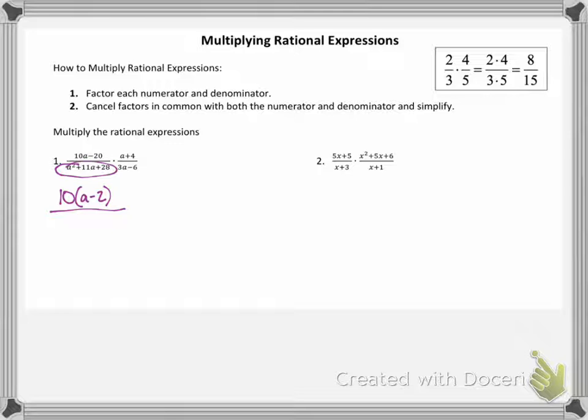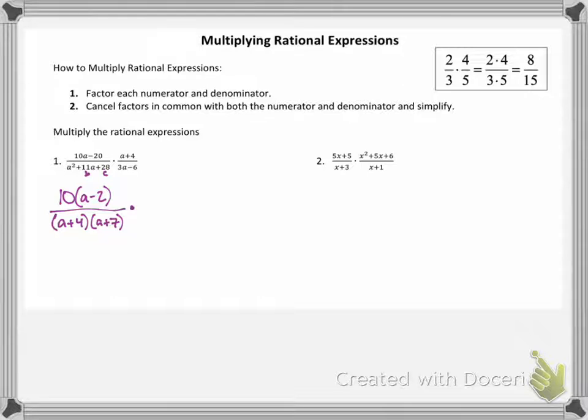Now we're going to focus on the bottom left, so the denominator of the first fraction. A squared plus 11a plus 28. No GCF, but it's a trinomial. Multiply to c, add to b. So what multiplies to 28 and adds to 11? Well, the two numbers that will do that are positive 4 and positive 7.